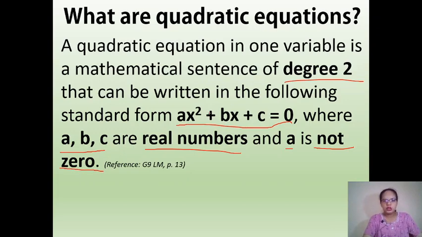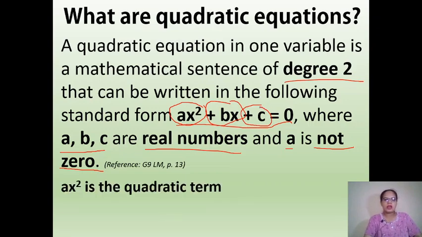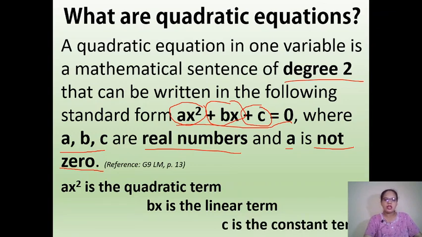So take note, kapag naka-standard form, nauuna si ax squared, followed by bx, and then followed by c. How do we call these terms? So we call ax squared as the quadratic term, bx is the linear term, and c is the constant term. So there's a condition that a, b, c are real numbers.